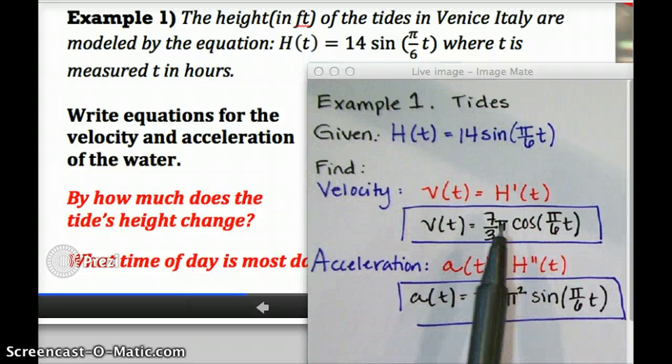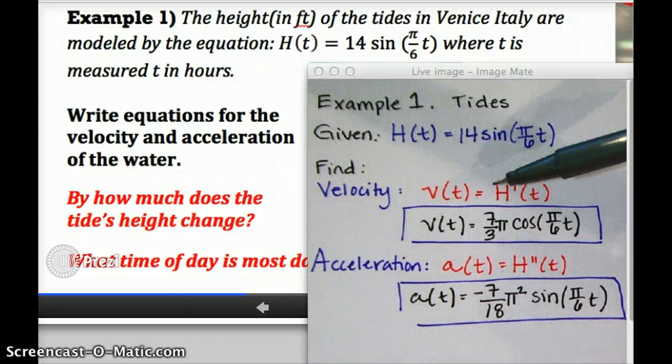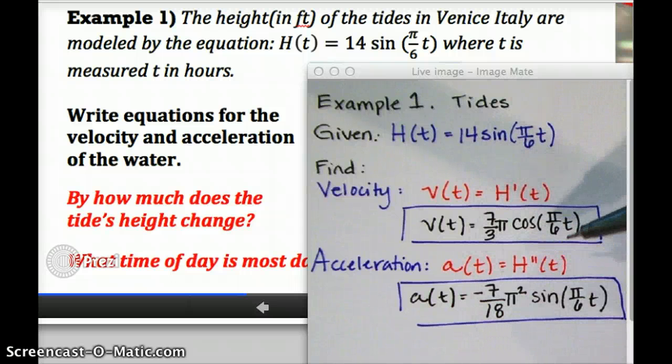Pause here if you need to check either the first or the second derivative. Notice how I showed my work. I gave a name to the velocity function, and then I said it's going to equal the derivative of h, and then I gave the actual equation on the next step. So this is kind of explaining where I got my answer. When you do your problem set, I'm going to ask you to show your work in a similar manner.